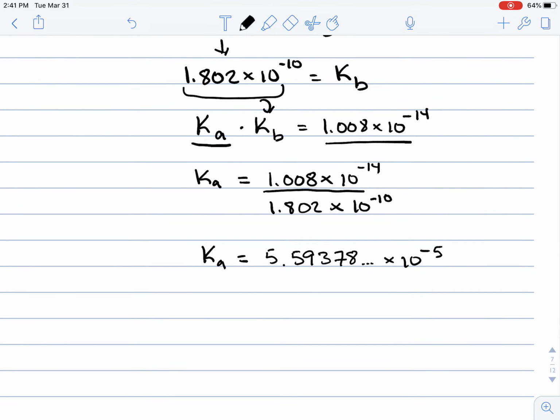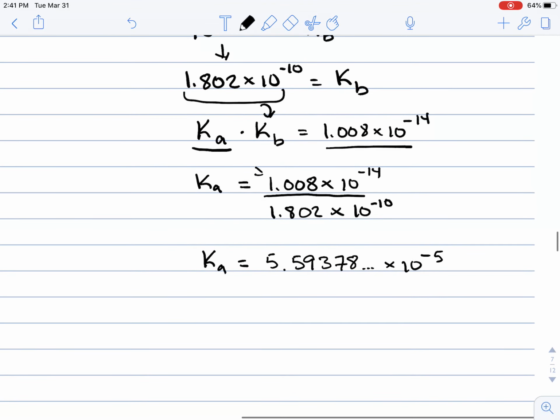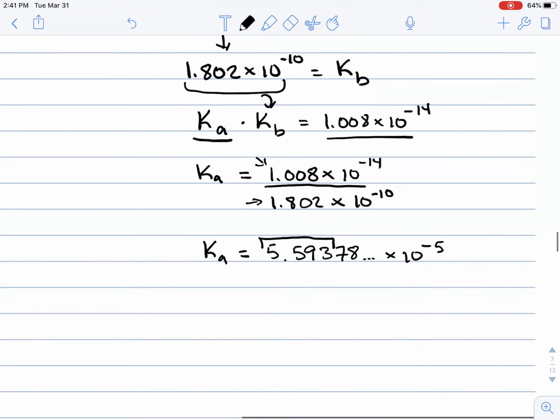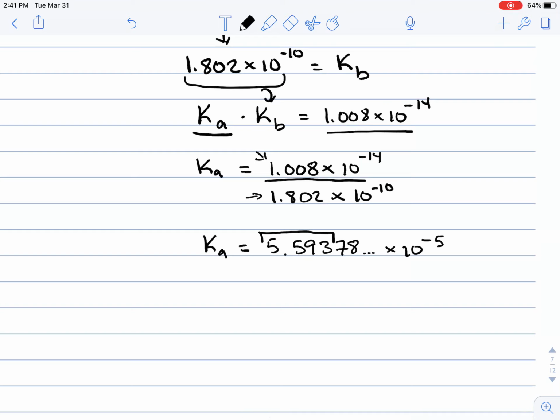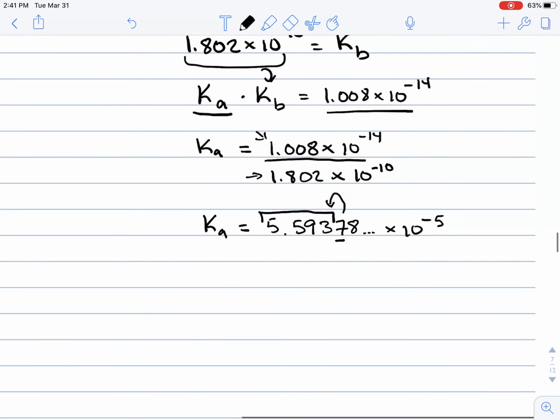Since we have 4 sig figs in our quotient, on each side of the quotient, the numerator and denominator, we're going to report 4 significant figures in our final answer. Since the digit past the last significant digit is greater than 5, we're going to round that number up. So the Ka is going to be 5.594 times 10 to the negative 5.